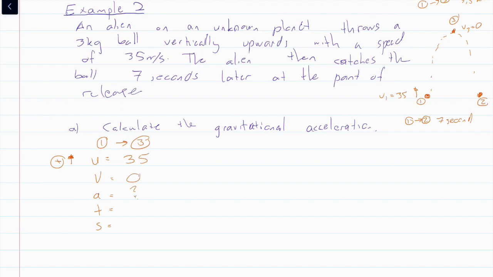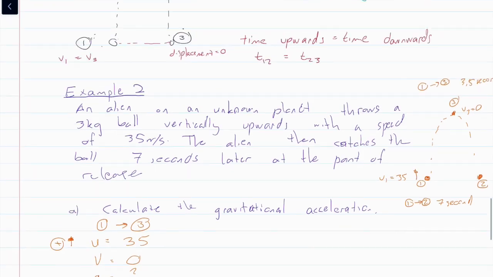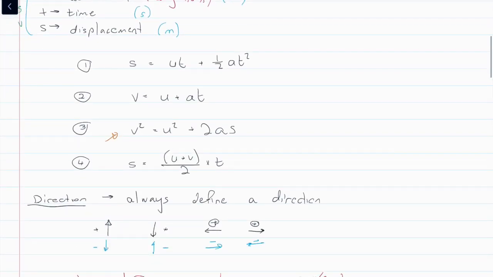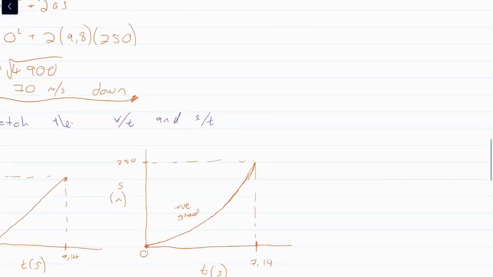Acceleration is the unknown that I'm looking for. The time is 3.5 seconds. The displacement is unknown as well, but I don't really care about that. So I've got U, V, and T, and I'm looking for A. Let's go to my equations. Which equation can I use? I'm looking at equation 2. I've got U, V, and T, and I'm looking for A, so that equation works for me.